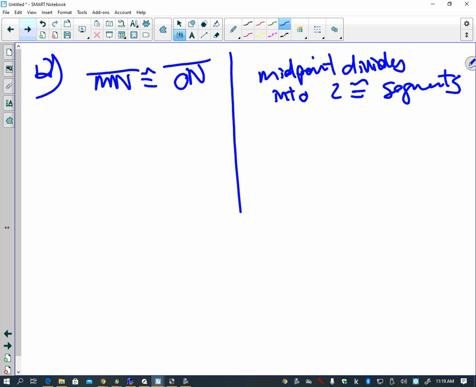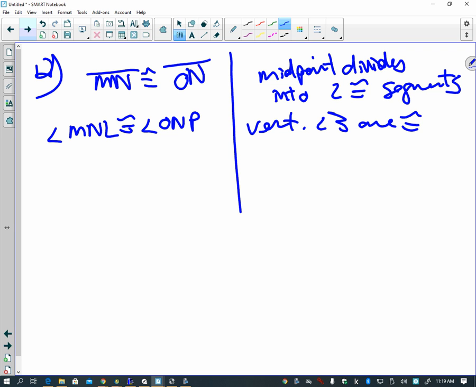Okay. So we know that MN is going to be congruent to ON because a midpoint divides the segment into two congruent segments. Then we want angle MNL to be congruent to angle ONP, and what we're going to say is vertical angles are congruent. Once I have that, I can say that angle L is congruent to angle P, because if I have two angles congruent to two angles in a triangle, then I know that the third angle is congruent. It's called the third angle theorem.